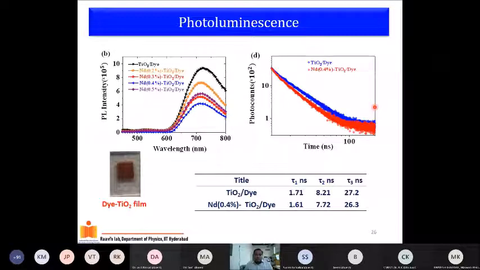What we did first is the photophysical characterization, which is the photoluminescence. What is photoluminescence? As I mentioned, it is a radiative recombination. When you excite any material, it goes to an excited state and relaxes to the ground state with light emission.